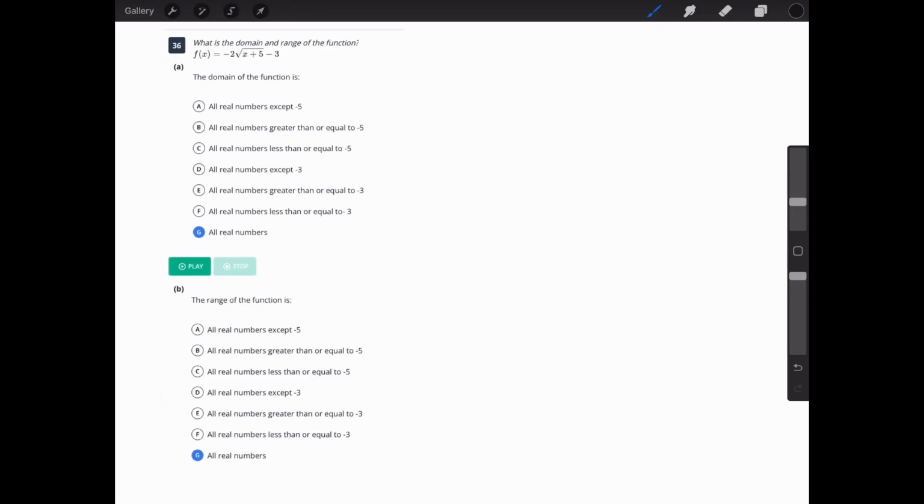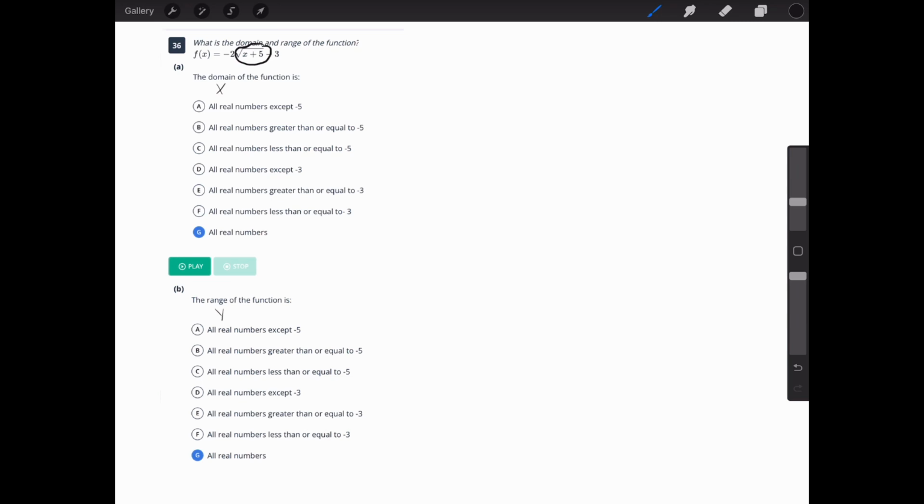For this problem, we're focused again on domain and range. What we have to know is domain means our x values and range means our y values. One thing to note is within our problem, we have a radical. We have a square root.